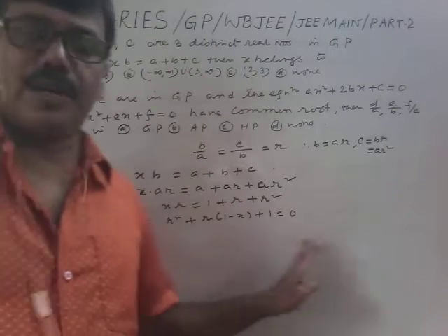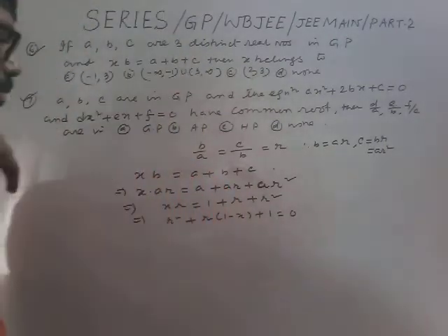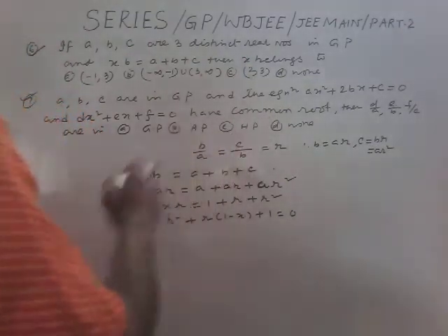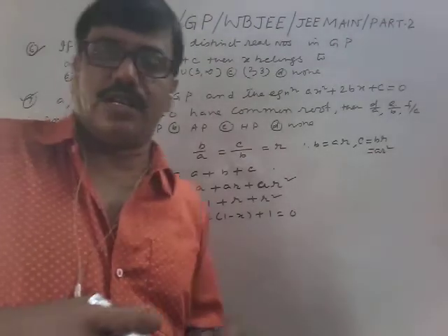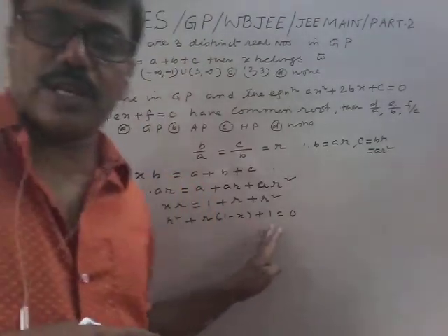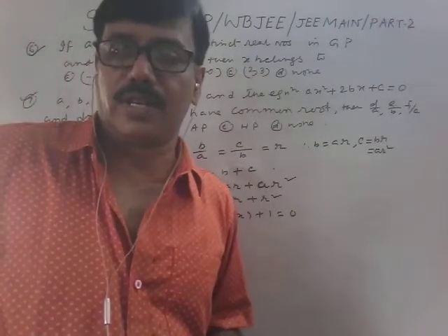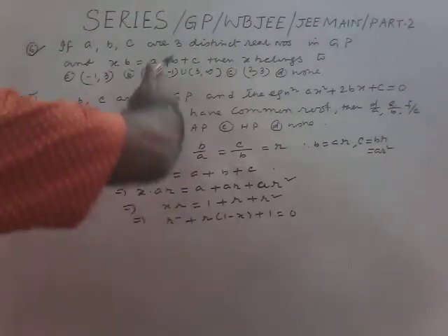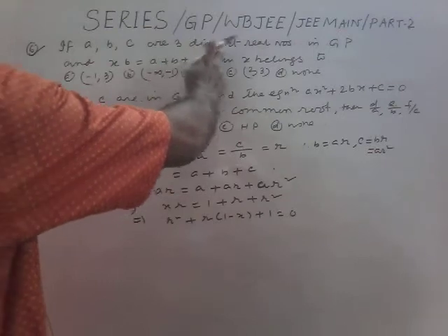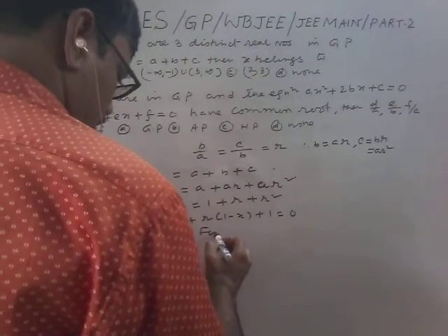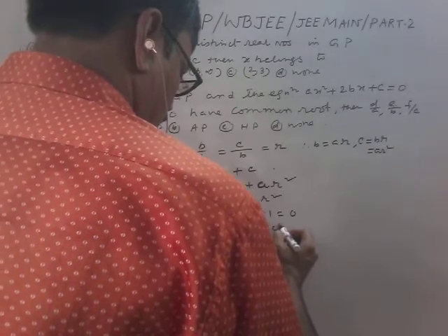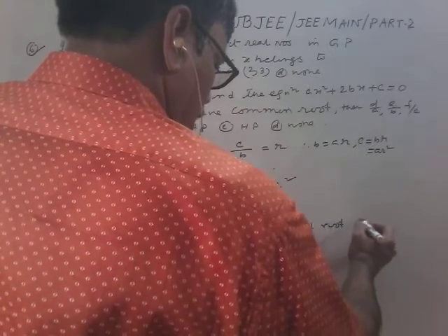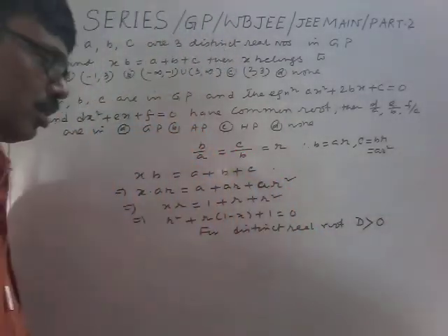Now this is a quadratic equation. So what is R? R equals the common ratio, B by A, C by B. So R is real. So for the quadratic equation, what is our condition? D greater than 0, since distinct real roots. Not only real, but distinct real roots, so D greater than 0.